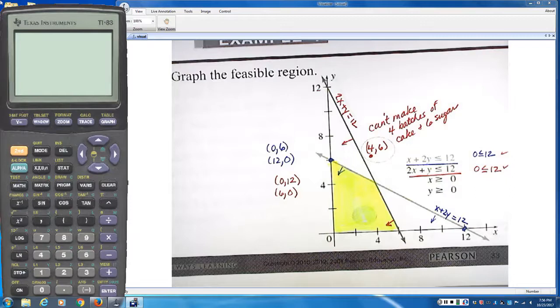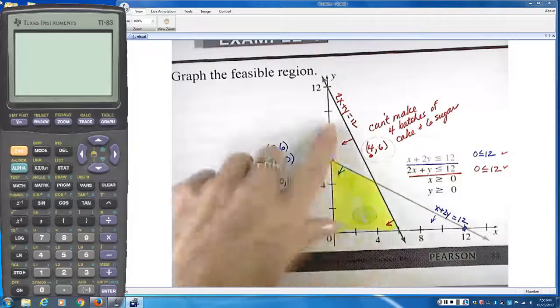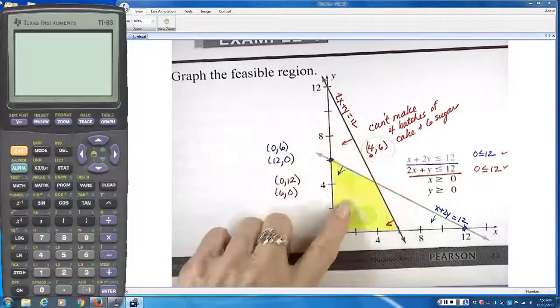You can't make 4 batches of cake cones and 6 of sugar. Won't happen, because it exceeds your available baking time.